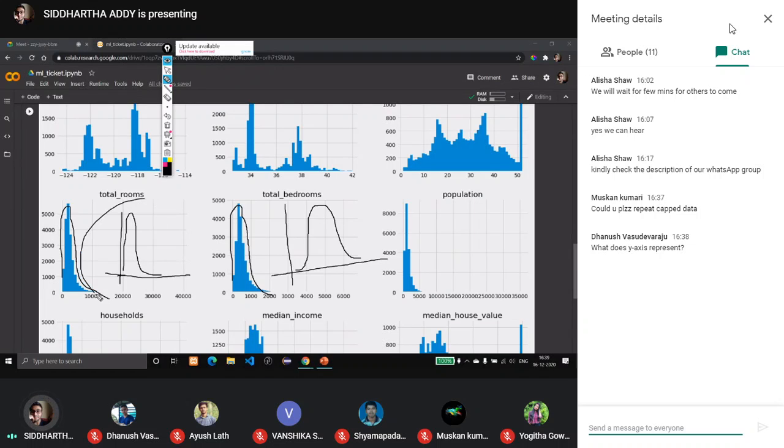This is a tail-heavy curve. This is a bell-shaped curve. A tail-heavy curve sometimes causes problems in machine learning algorithms. So these are some of the observations that you should make.